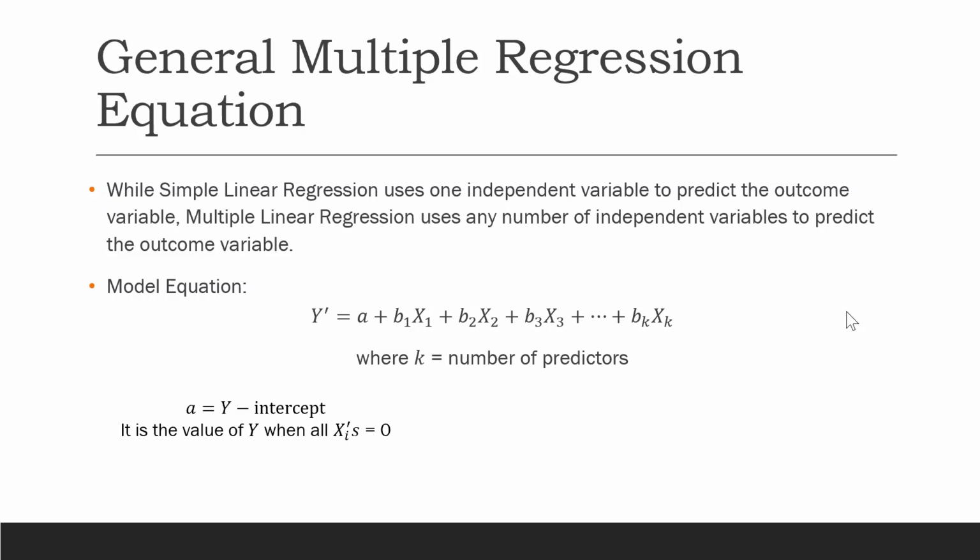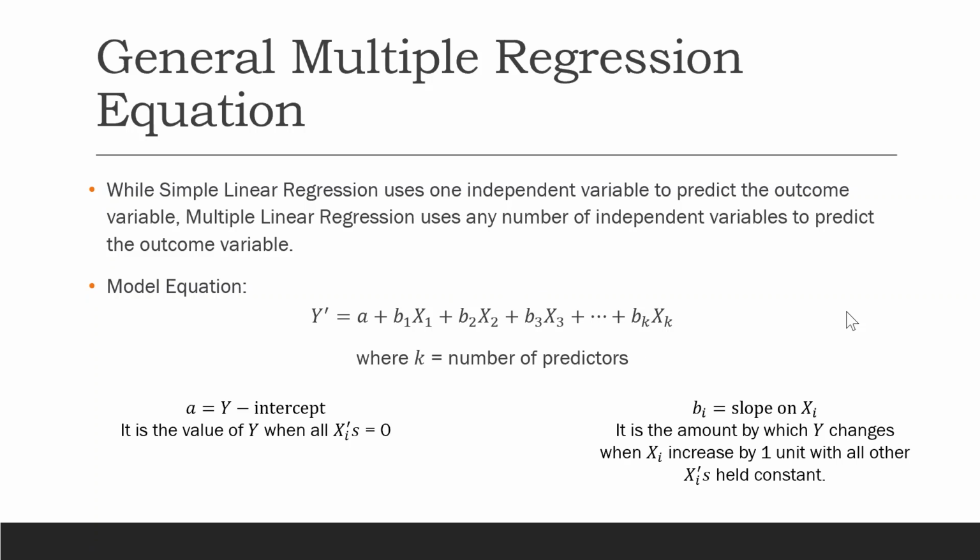A is still the y-intercept. The only difference here is that it's the value of y when all of the x's equal 0. All right? It's the value of y when all of the x's equal 0. Your slope has a very similar interpretation as well, but we have to account for the differing x values. So there's multiple slopes here, right? A slope b sub i is the slope of the variable x sub i. It is the amount that y changes when that x sub i changes by 1 unit, or increases by 1 unit, while holding all of the other x's constant. So we're just seeing how much that x variable changes y, ignoring all of the other x sub i's. So that's what with all other x sub i's held constant represents. We want to know the effect of this x on y, so we have to hold all of the others constant.